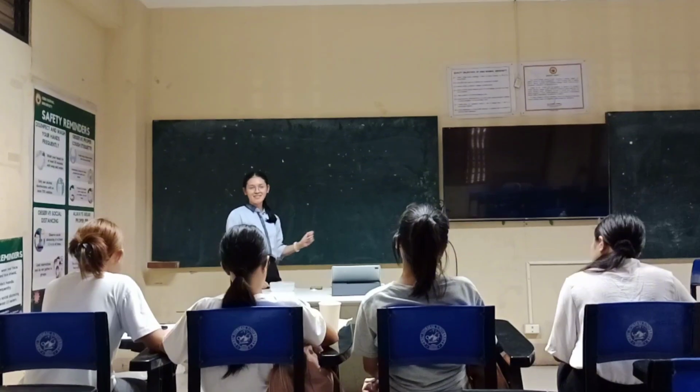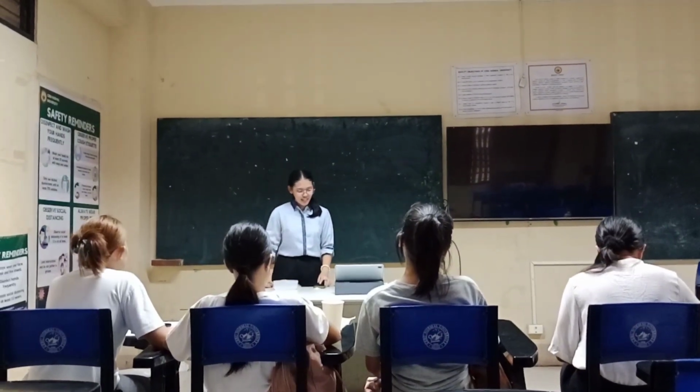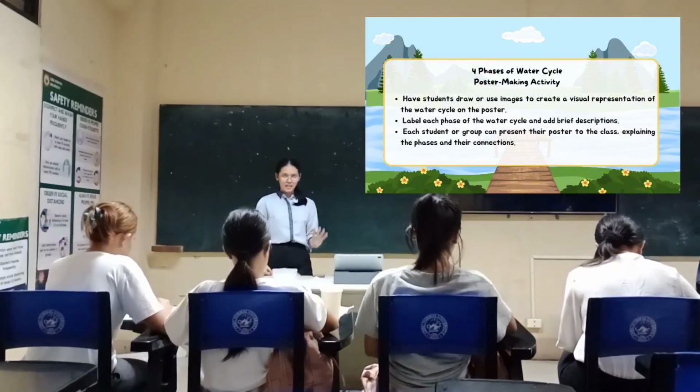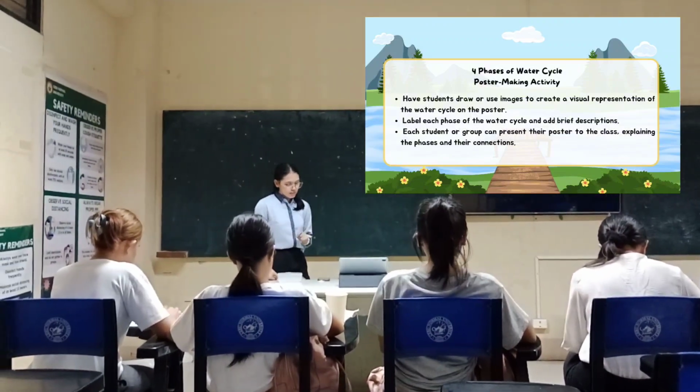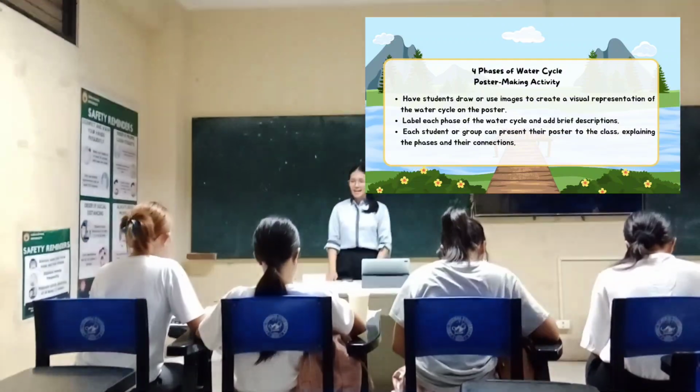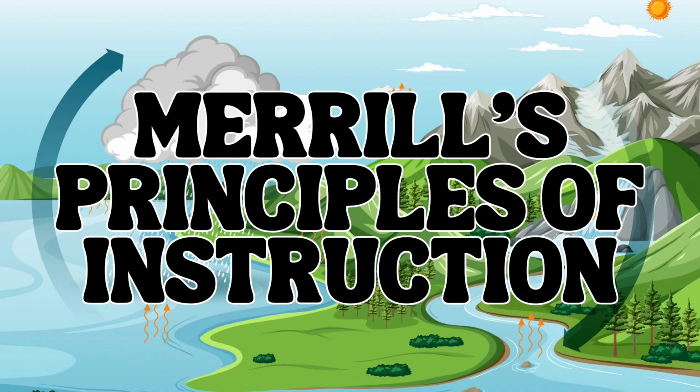I have an assignment, just to see if you are really getting the point of this lesson. You will describe the process, the four phases or stages of the water cycle, and its role. You will do a poster making activity. That's all for today, class. I hope you learned something today.